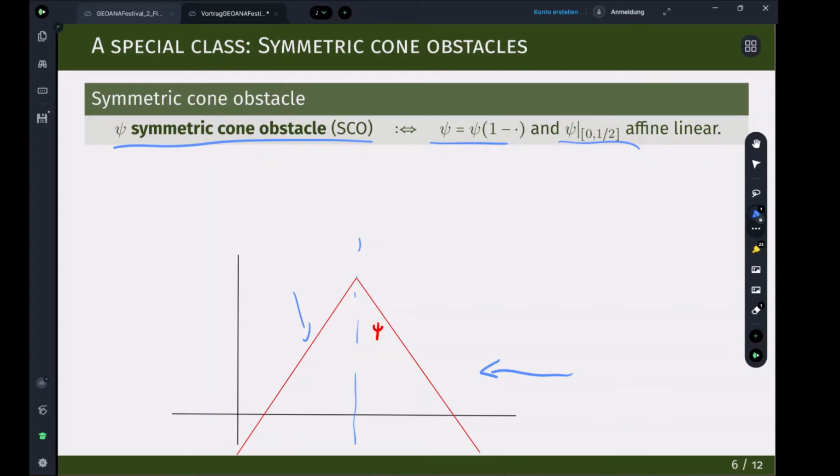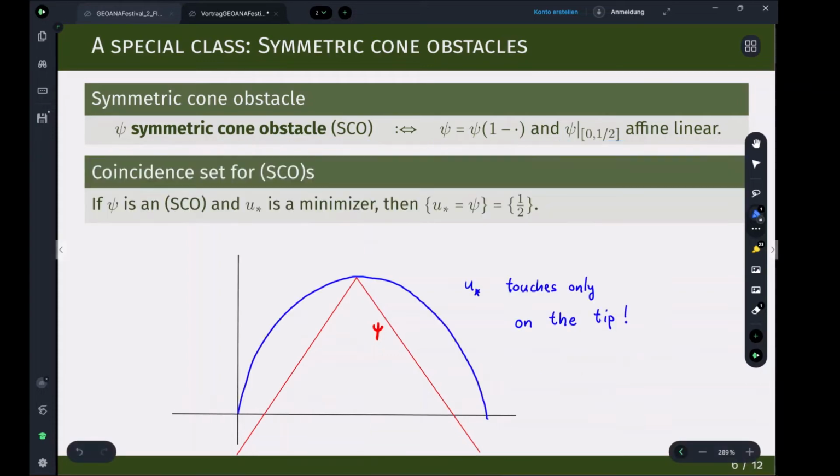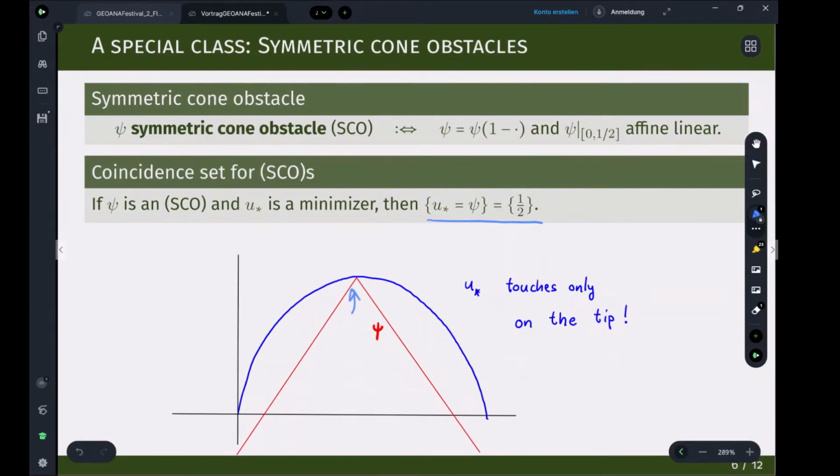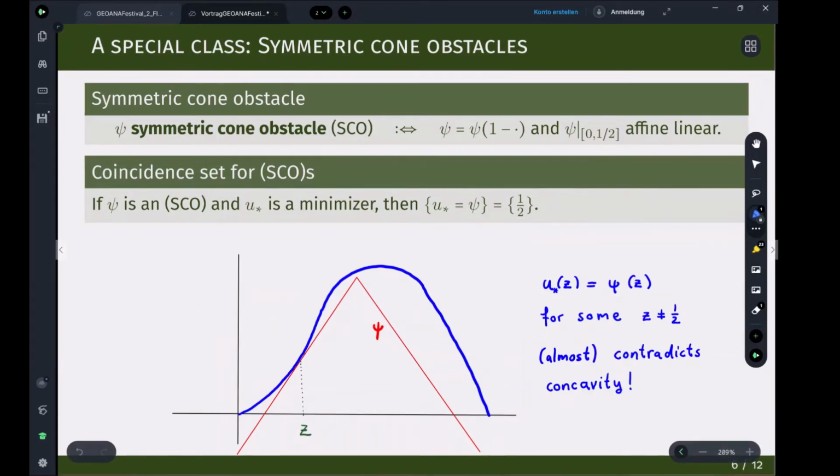And why is it advantageous to consider them? Well, because for those kinds of obstacles I know the coincidence set. I know that the obstacle is touched only at 1/2, only at the tip of this cone obstacle here. So all our minimizers will look like so. They can touch the obstacle only at the tip.